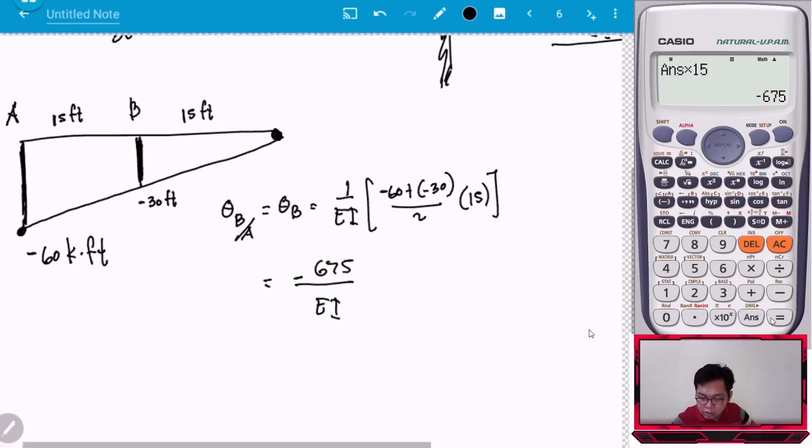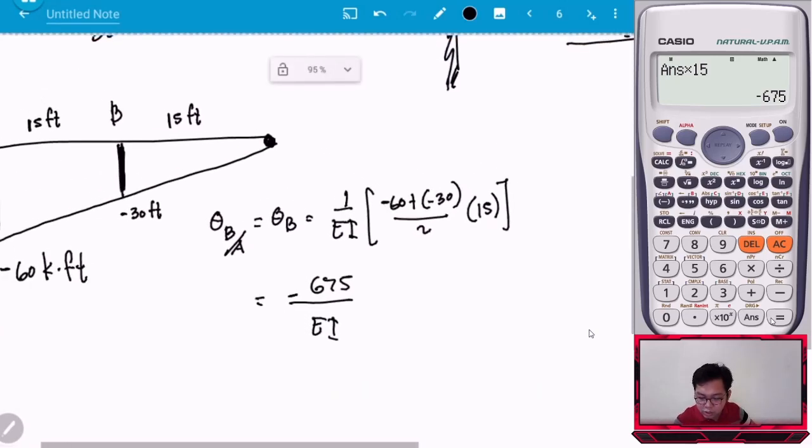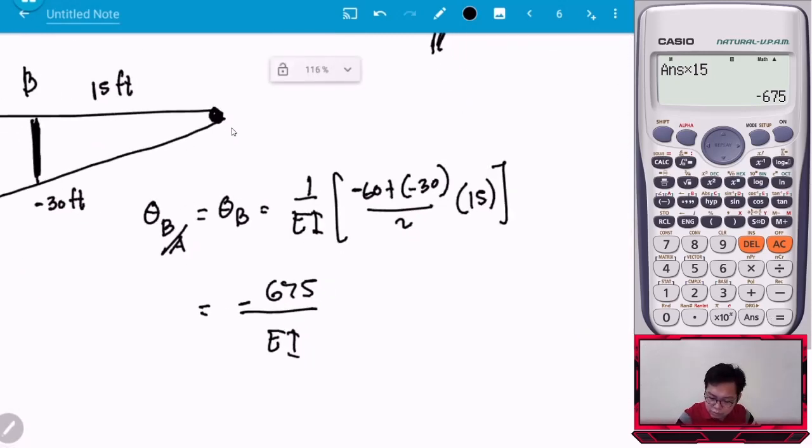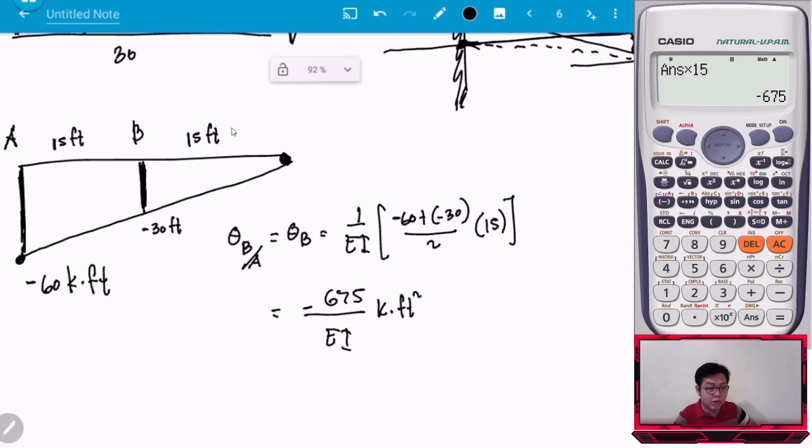So, ano yung unit ng 675? That is actually, yung negative 60, kip-feet, no? Kip-feet. And then, multiply natin sa feet. So, this is actually kip-feet squared. Okay? Kip-feet squared. Yan.